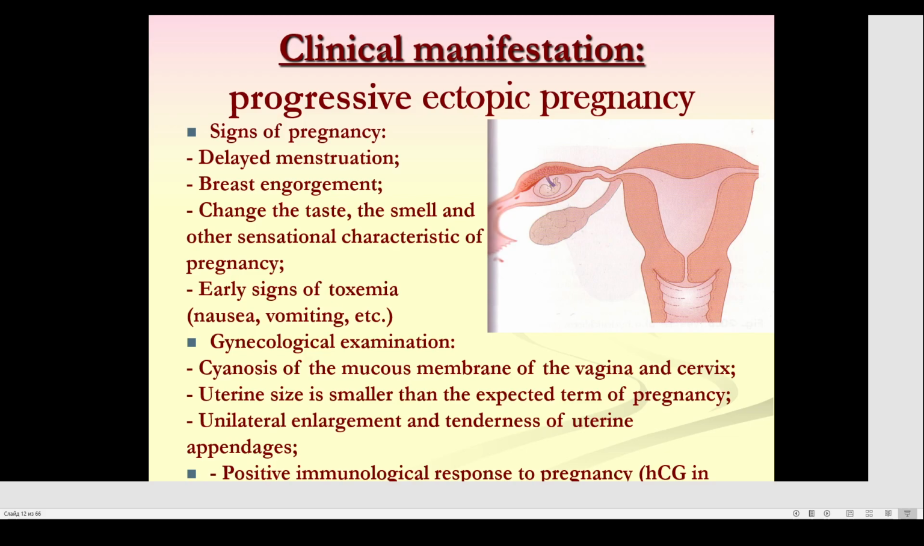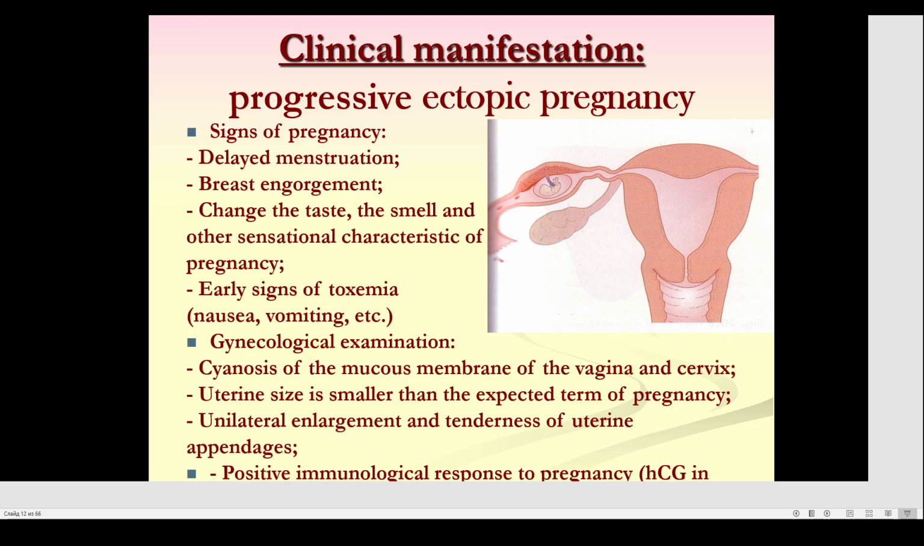Now we will discuss the clinical manifestation of tubal pregnancy. If we speak about progressive ectopic pregnancy, I must say that the signs of pregnancy will be the same as in normal uterine pregnancy. Some signs will be the same, such as delayed menstruation, breast enlargement, change of taste, smell, and other sensational characteristics of normal uterine pregnancy. Early signs of toxemia, sometimes nausea and vomiting, occur.